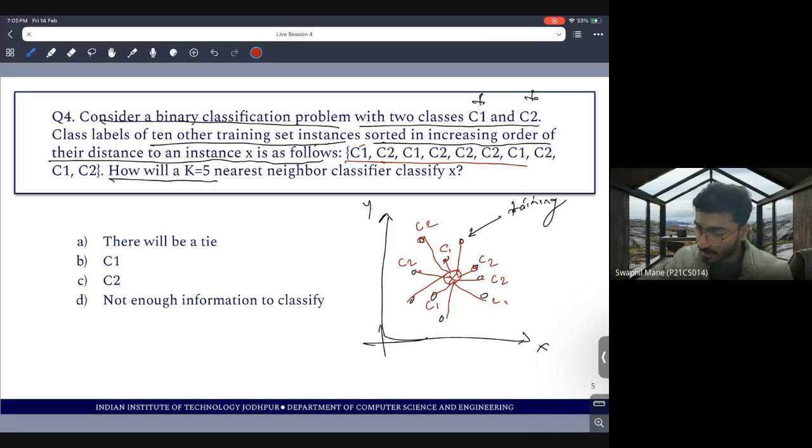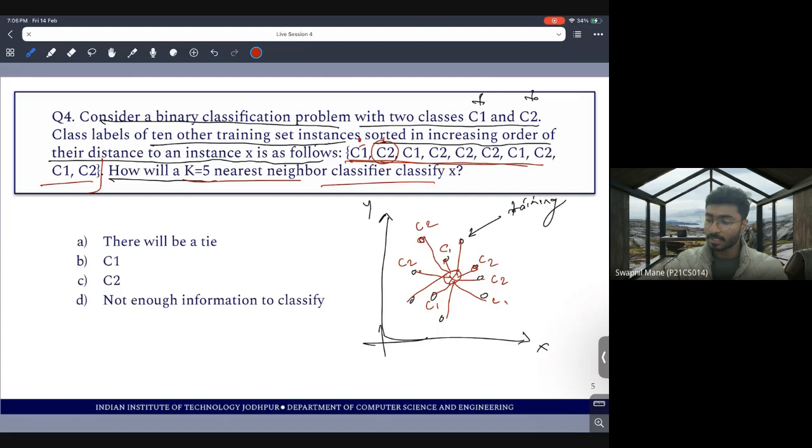But here, after this introduction of the question, the actual question is: how will a k equal to 5 nearest neighbor classifier classify x? That is the main goal of k nearest neighbor, right? After calculating the distance between the new point x and all other training points, we have sorted all of the training points based on their distance to x. This is the sorted sequence given: the first nearest neighbor belongs to the C1 class. The second nearest neighbor belongs to the C2 class.